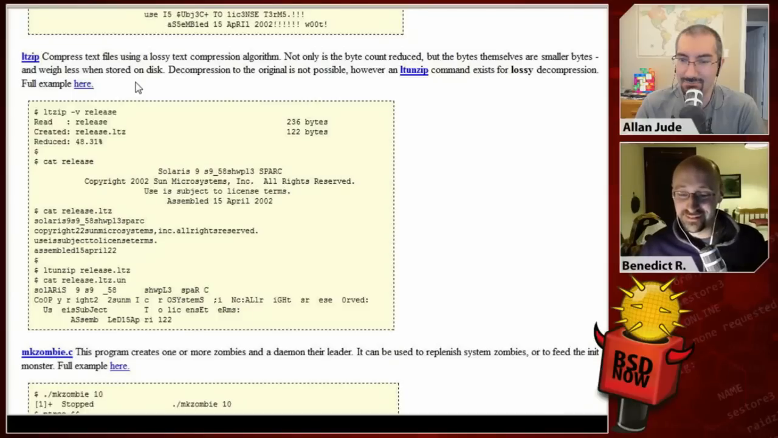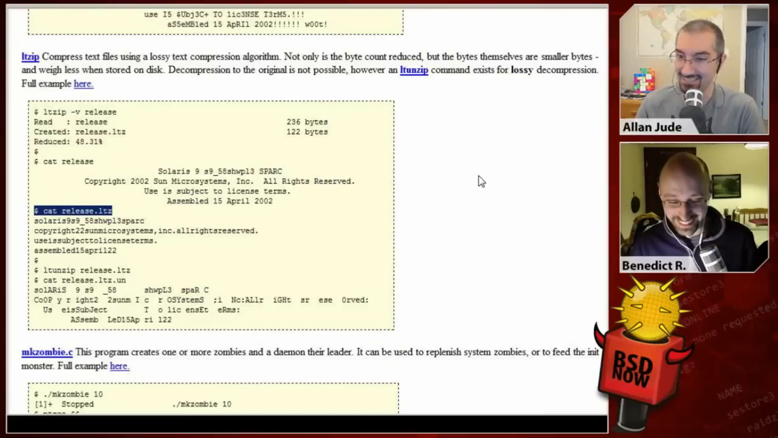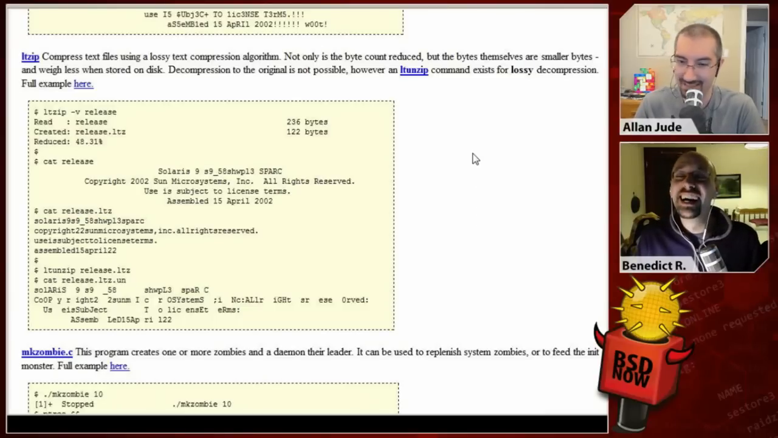Yeah, or LTZip, which is a lossy text compression algorithm. So if you compress the license agreement for Spark, you get back a lot less text. See, it's smaller. It's called compression, but it's lossy, so you don't get it back.